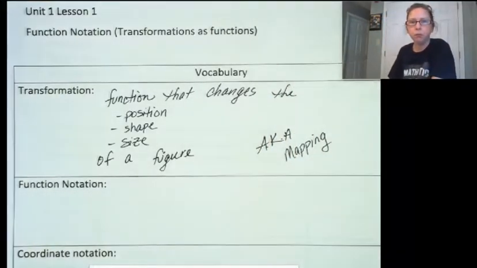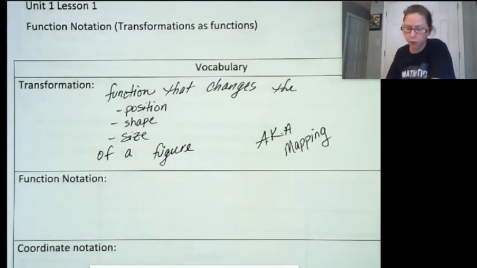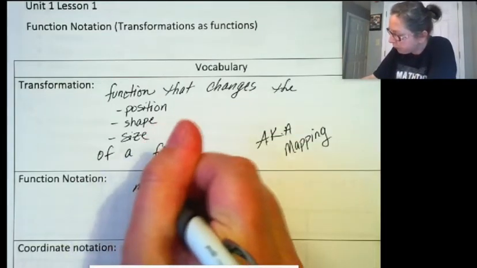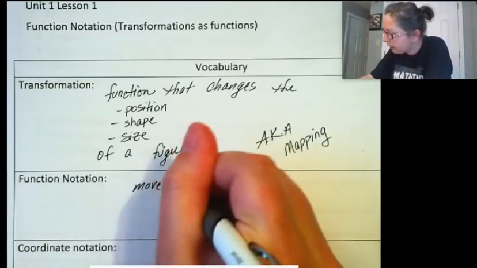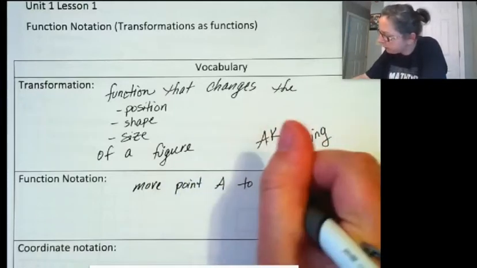Okay. All right. Function notation. You should have heard about function notation before, but we're going to be using this a little bit differently for this. So let's add here, for function notation, how we talk about moving point A to another point on the graph. So this is how we move point A to another place.